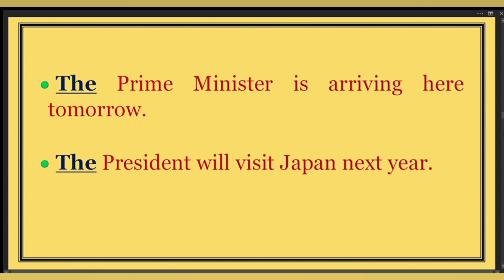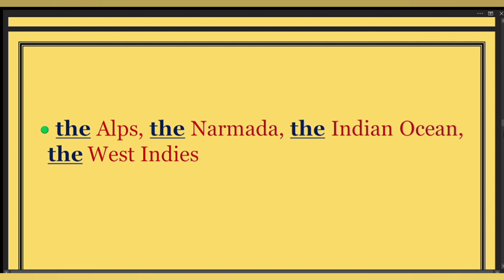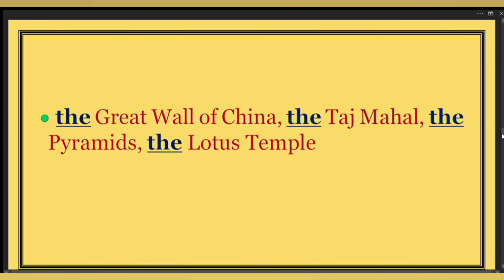Then before names of mountain ranges, rivers, deserts, seas, and group of islands. For example, the Alps, the Narmada, the Indian Ocean, and the West Indies. Then, before the names of famous buildings and monuments, the Great Wall of China, the Taj Mahal, the pyramids, and the Lotus Temple.